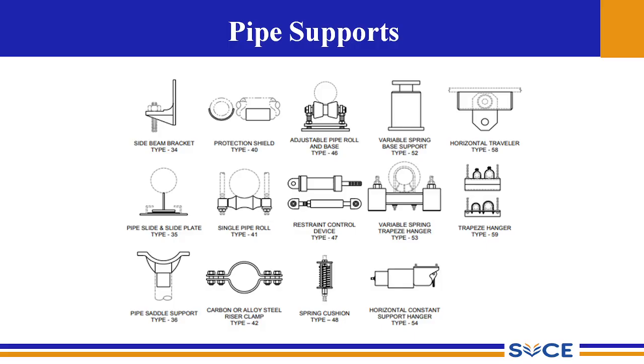So this is about the various pipe supports and their classification, and also the different types of pipe supports that are normally used in the oil and gas process industry are discussed in detail along with their sketches.